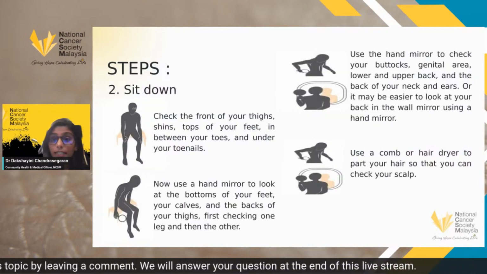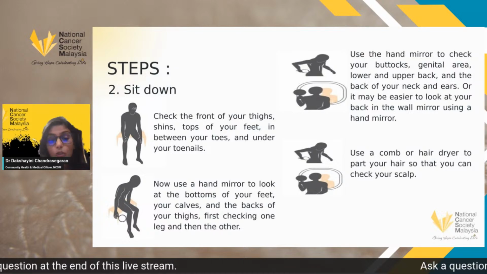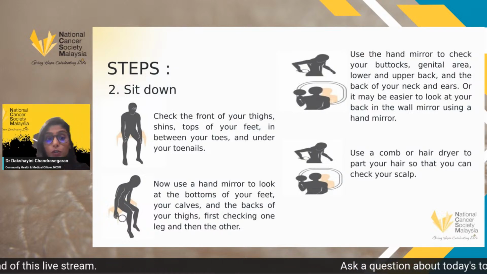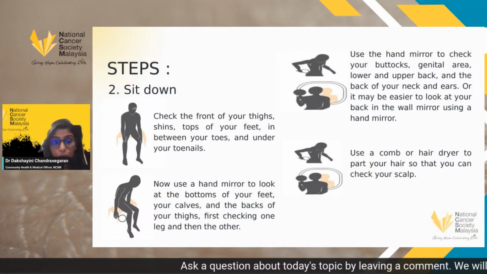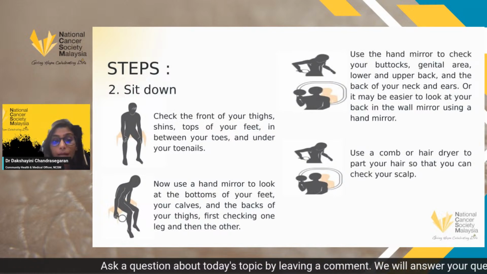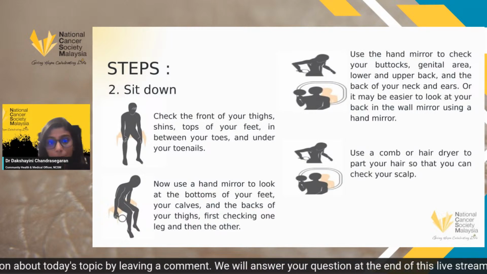Next, you would sit down, look at the front of your thighs, the shins, and the tops of your feet, in between your toes, as well as under your toenails. Now you would use your hand mirror to look at the bottoms of your feet and calves, and also the backs of your legs and thighs. And you do this one leg at a time.